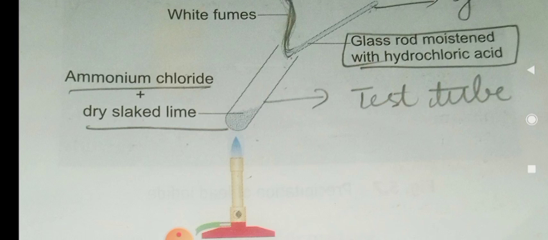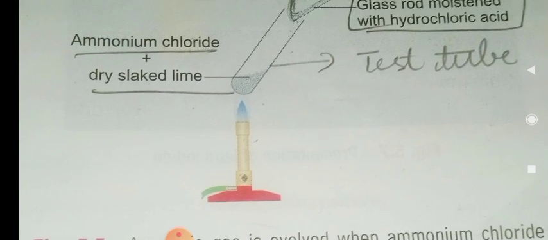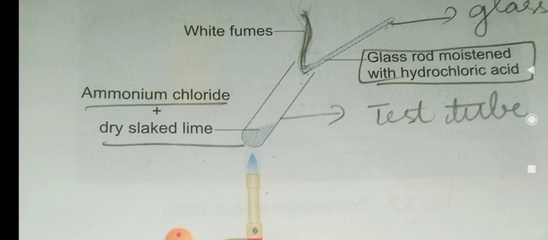Instead of heating ammonium chloride with slaked lime, you could boil ammonium chloride with a solution of sodium hydroxide also. So you can do this experiment also. Now, these two experiments explain to us that gases are generally evolved during a chemical reaction.